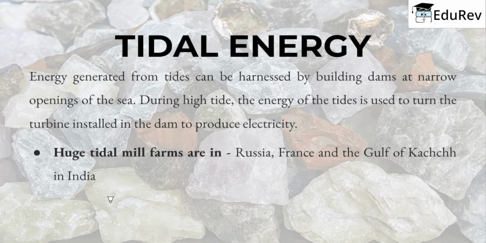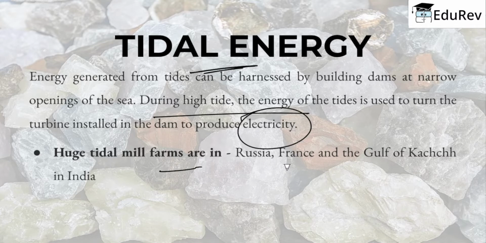Next is your tidal energy. That is the energy harnessed from tides, and it's harnessed by dams. So that is what is termed tidal energy. During high tide, the energy of the tides is used to turn the turbines, and when these turbines rotate, they produce electricity. The mills are going to be in Russia, France, and the Gulf of Kutch in India.